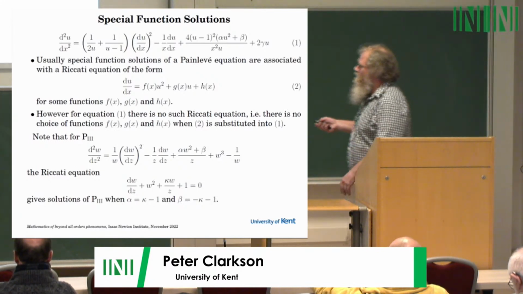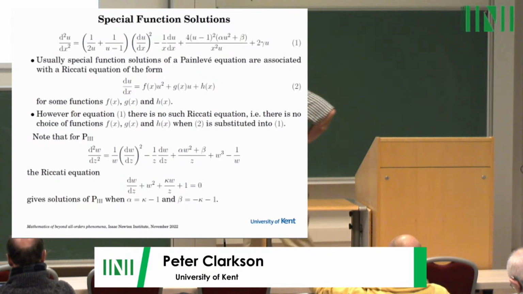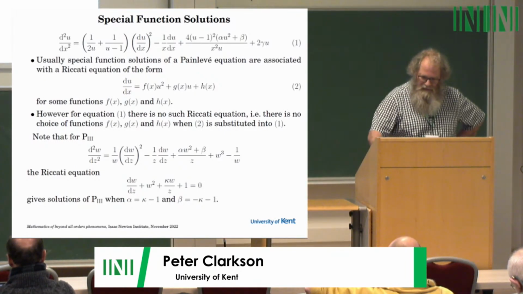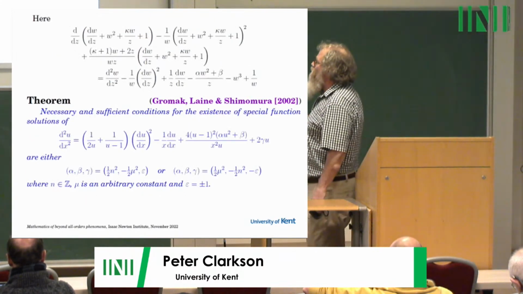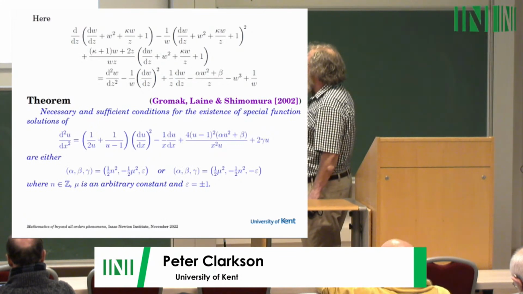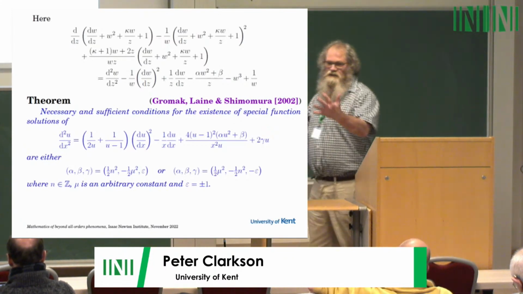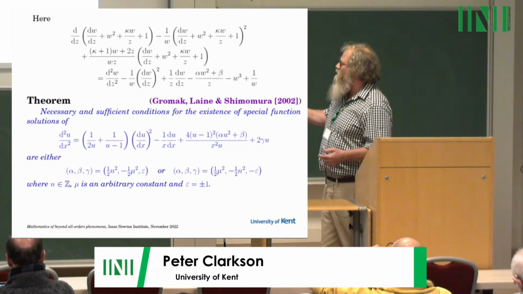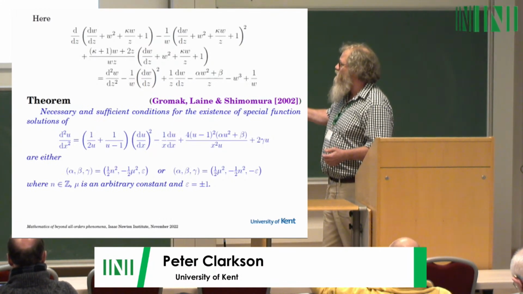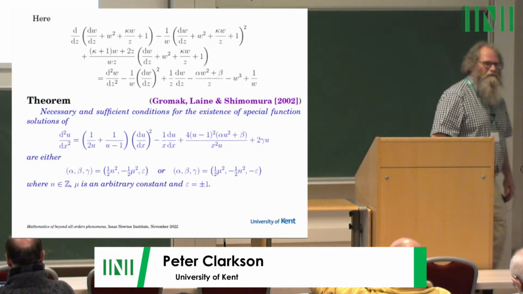For Painlevé A3, a Riccati equation is given by this, which gives a solution to Painlevé A3 when alpha is kappa plus 1 and beta is minus kappa minus 1. Using that quantity, if you differentiate it and add a multiple of it squared and a multiple of itself, you get Painlevé A3. So there is a correspondence between the solutions of the Riccati equation and the Painlevé equation. You can't do that for degenerate Painlevé A5.